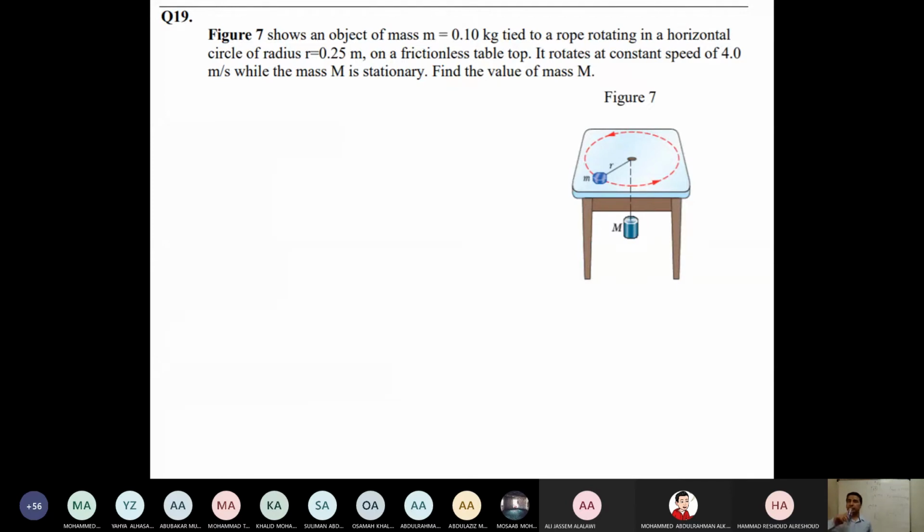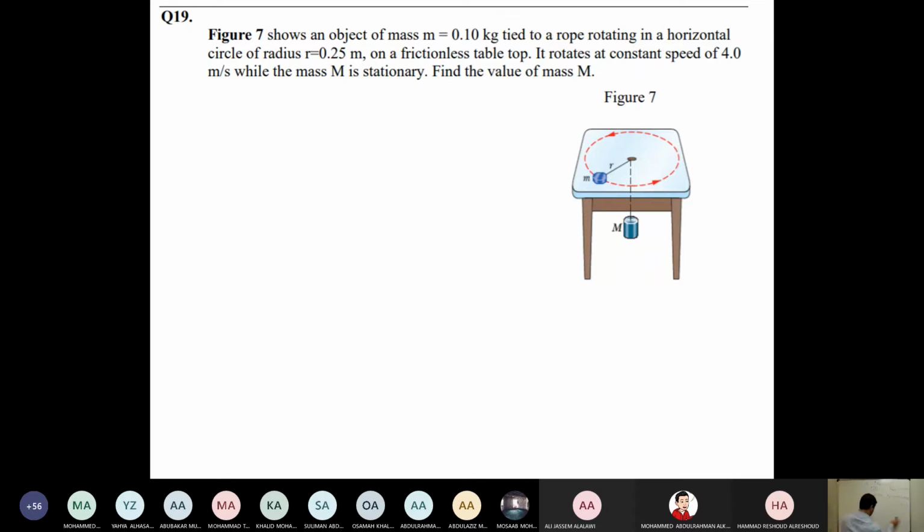Here in this figure, it shows an object of mass 0.1 kilogram tied to a rope, rotating in a horizontal circle of radius 0.25 meter on a frictionless tabletop. It rotates at a constant speed of 4 meters per second. While the mass M is stationary, find the value of the mass M.